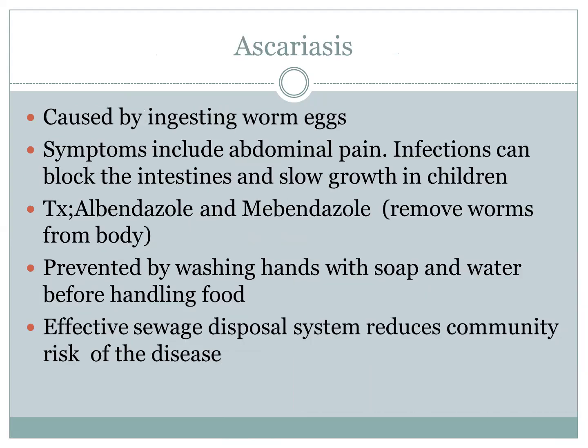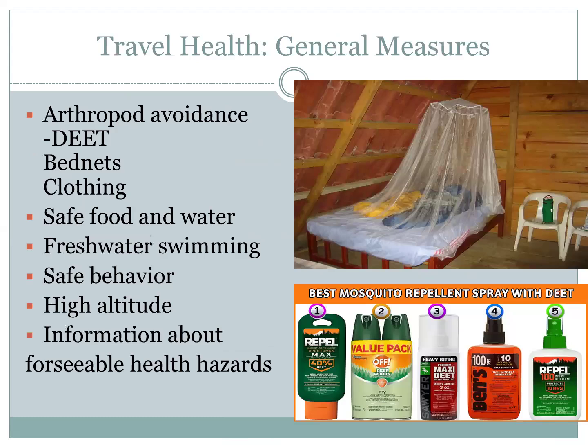Then ascariasis, which is caused by ingesting worm eggs. This is a helminthic infection, worms. The symptoms include abdominal pain, and the infection can block the intestine and slow growth. The treatment includes albendazole and mebendazole, which remove worms from the body. It can be prevented by washing hands with soap and water before handling food. An effective sewage disposal system reduces community risk.